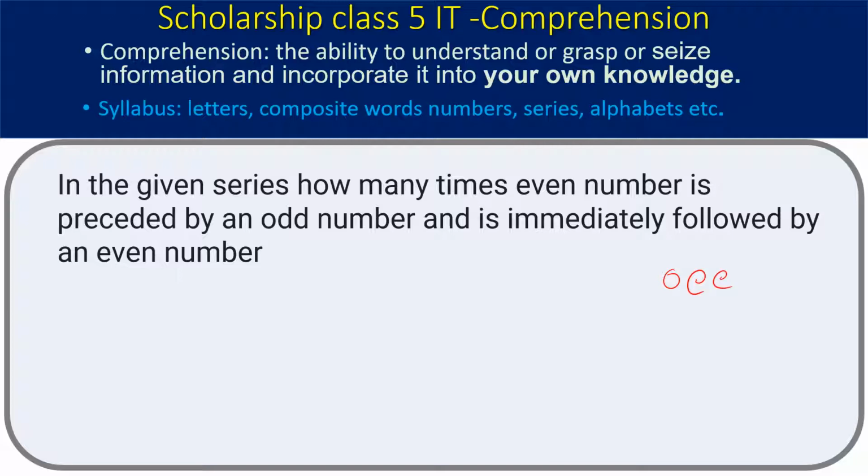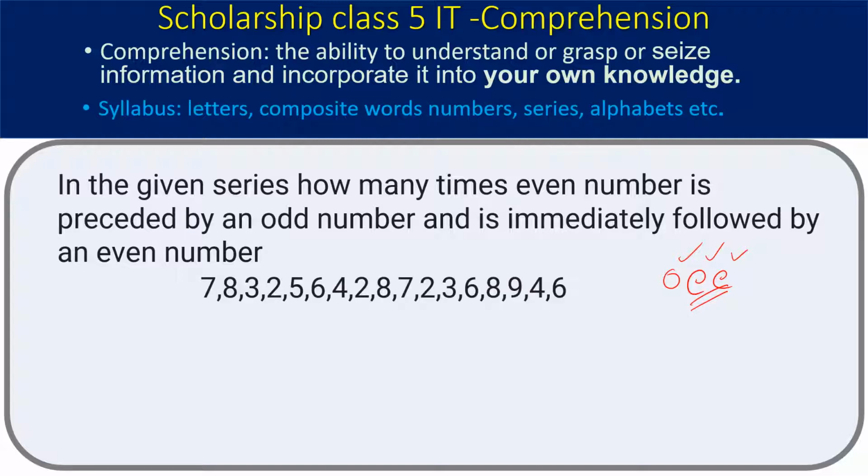So what does this mean? The order will be odd number, even number, even number. So what will we check in the series? We will check where all the even numbers are coming together. Our work will become quick and easy. Only then will we check whether there is an odd number before them. So the arrangement is odd number, even number, even number. Wherever this arrangement is there, we have to pick out how many times this occurs in the following series.